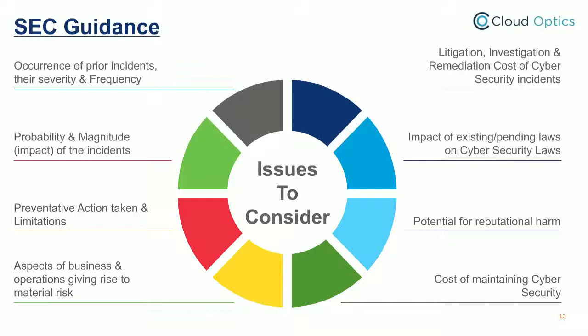Now let's look at potential for reputational harm. Reputational harm could happen because of any cybersecurity disclosures, etc., depending upon the magnitude of the incident and other factors. So management has to consider whether this has reputational harm potential, and then based on that, they can include that into the disclosure that they're making to the SEC.